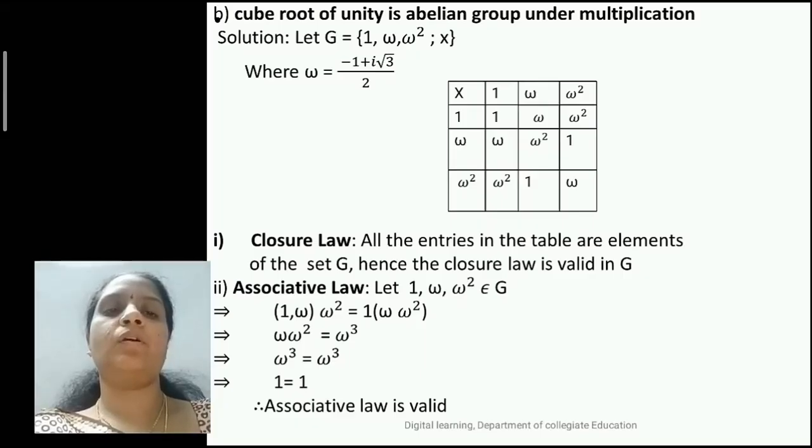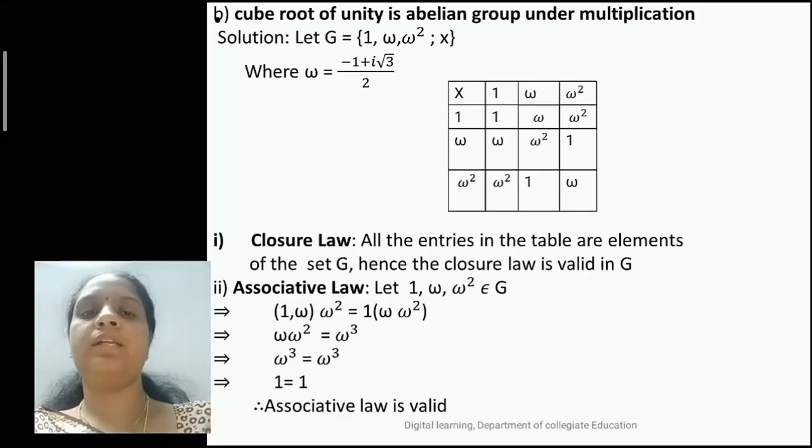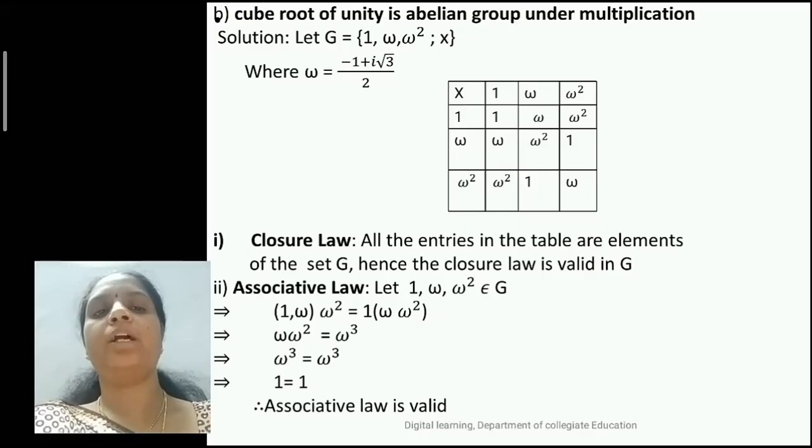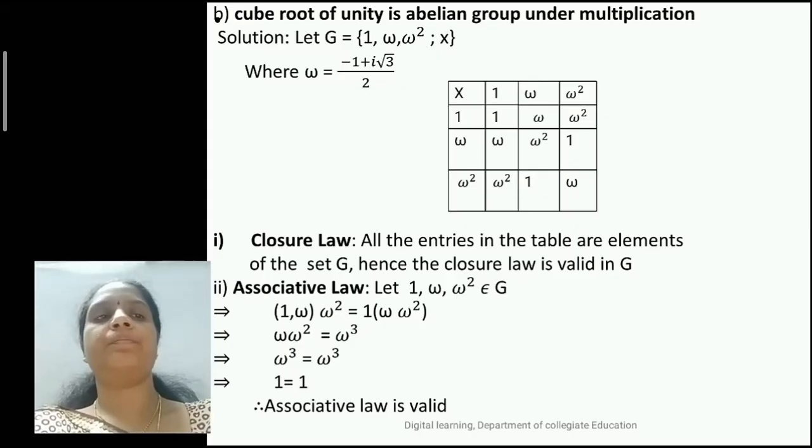Next, associative law. To prove associative law, 3 elements have to be considered. Let us take the 3 elements 1, omega, omega square. The operation, remember, is multiplication. The bracket is taken for 1 and omega on the LHS side, and for omega and omega square on the RHS side. After the multiplication, we got omega cube on both sides. Omega cube is 1.